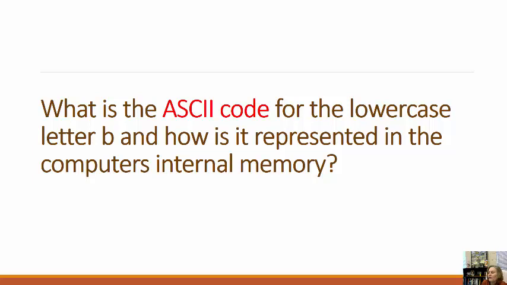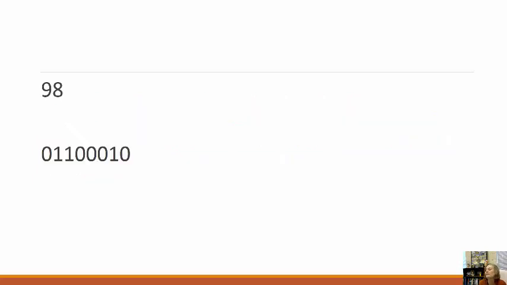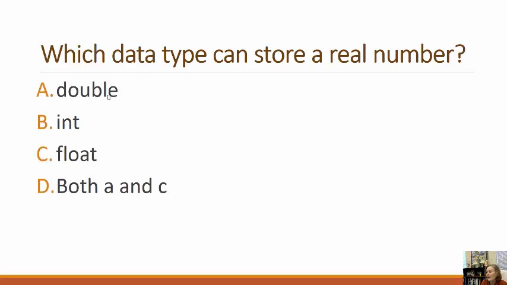What's the ASCII code for the lowercase letter b, and how is it represented in the computer's internal memory? You can get all that from that chart on page 59. So if you look up the lowercase b, you're going to see a 98, and then you're going to see the binary equivalent of that out to the side. And that would be the answer to that question.